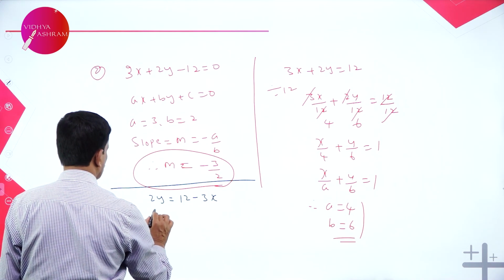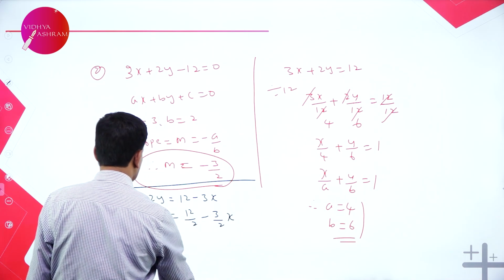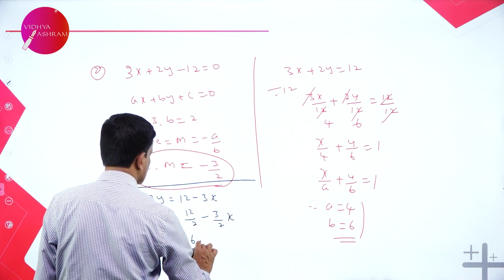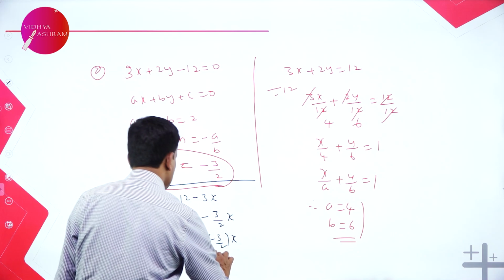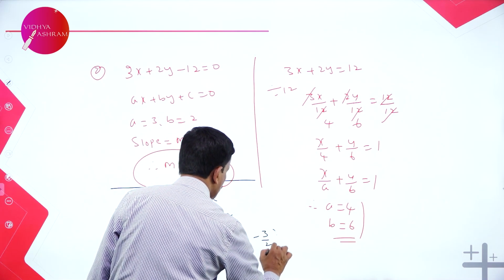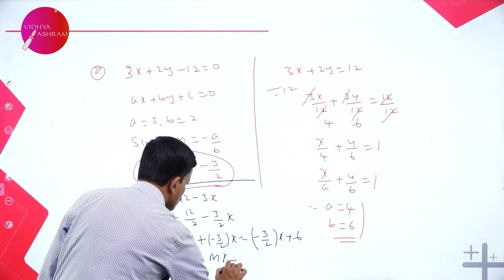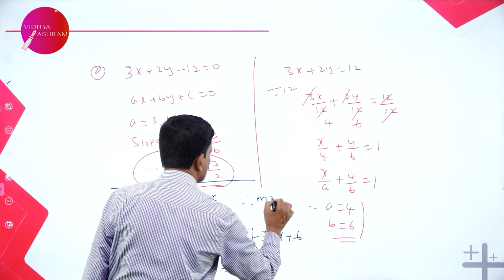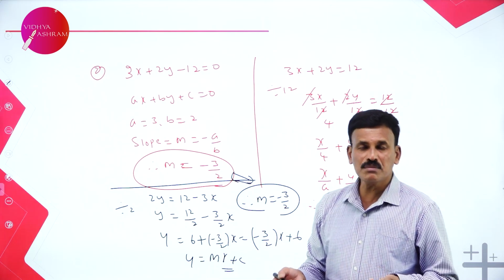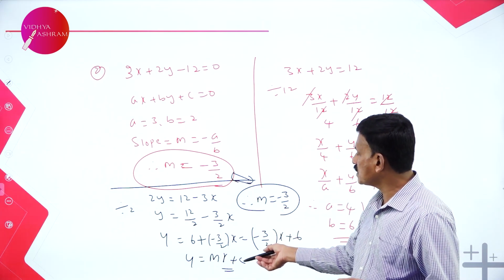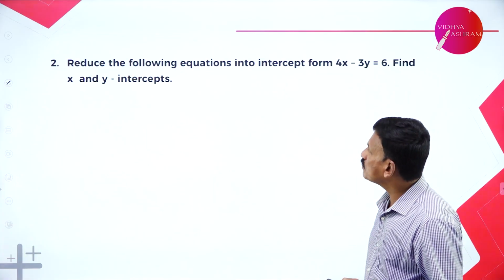Now divide by 2 on both sides. y is equal to 12 by 2 minus 3 by 2 into x. So y is equal to 12 by 2 is 6, minus into plus, it is minus 3 by 2 times x. So just put it in the standard form, minus 3 by 2 into x plus 6. So comparing with y is equal to mx plus c, you can write the slope m is equal to minus 3 by 2. See, they are same. Any method you can follow to find the slope, either by conversion method or by direct formula method. Okay. Now move on to the next problem.